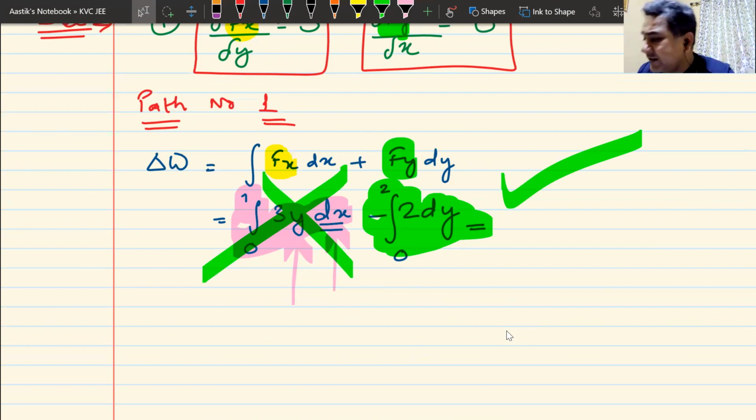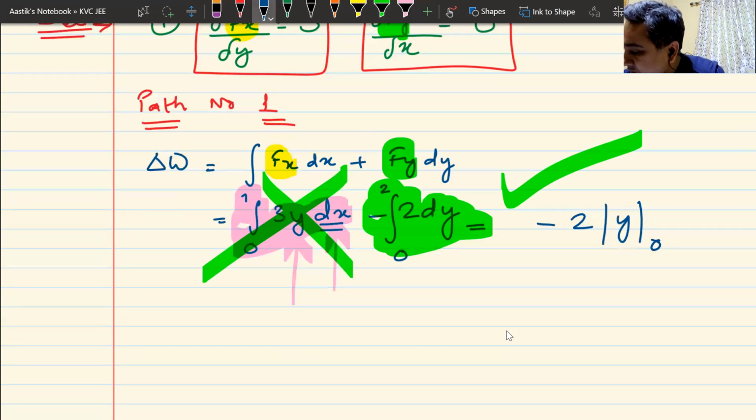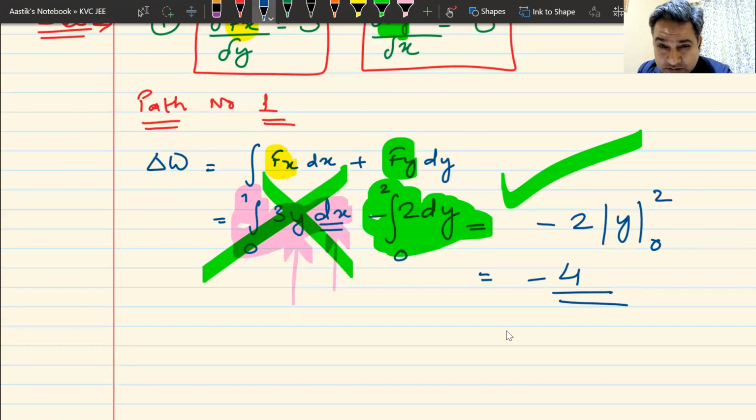And what is the value of that green integral? It is very simple to calculate. Minus 2 times the integral of y, with y from 0 to 2. I will get it as 2, so the answer will be minus 4. That is the answer. Minus 4. Are we getting this, or has it gone above our heads?